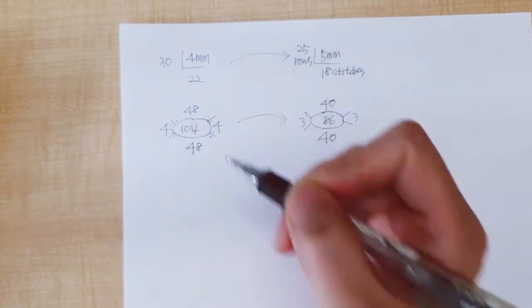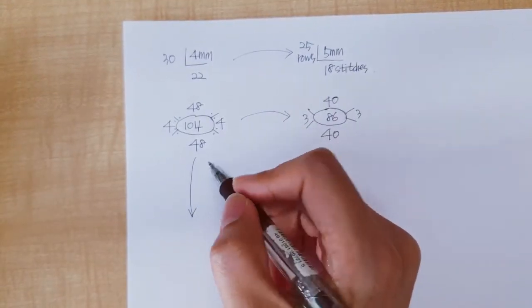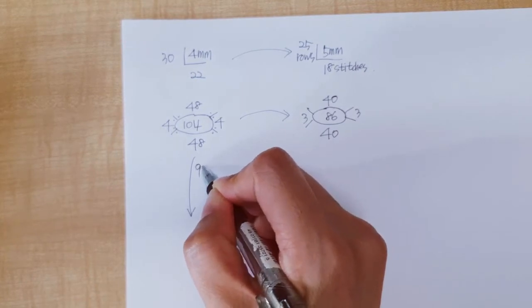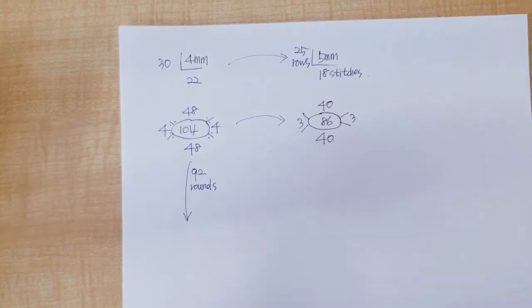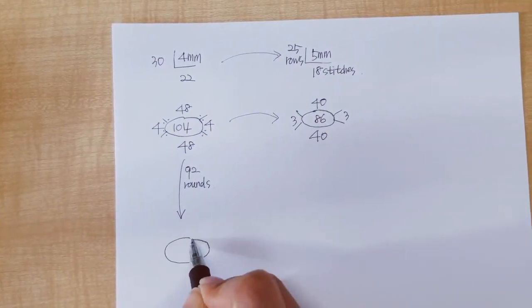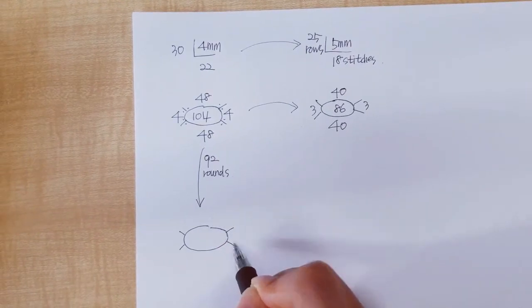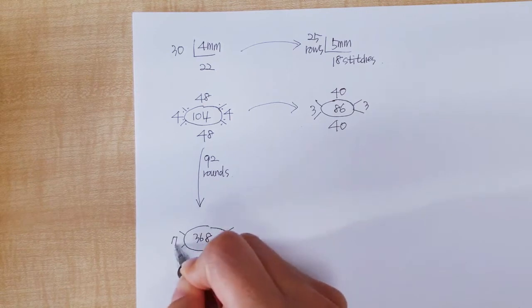I made a yoke by increasing stitches on each side of the marker. In the pattern, while working 92 rounds, I increased the stitches on both sides of the marker to make a yoke. In that way, I made 70 stitches for sleeve, 114 stitches for front and back, and a total of 368 stitches.